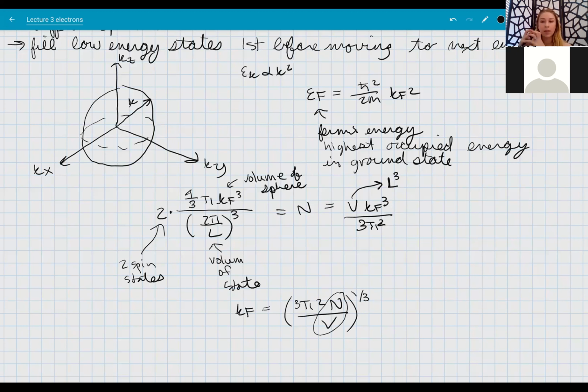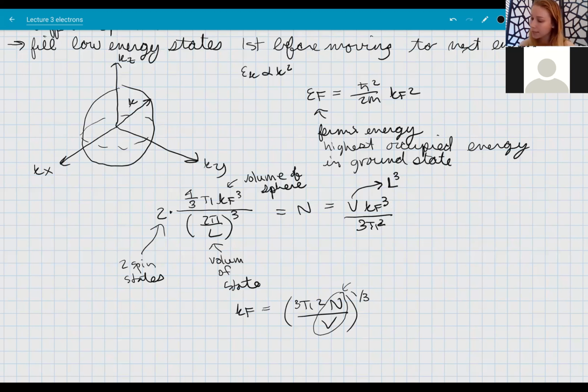So the N over V that you have for one unit cell is applicable to the entire solid. So we don't need to know exactly what the volume is. We don't need to know exactly how many electrons there are in total, because many quantities will depend on just the electron density, which doesn't depend on how much material there is.